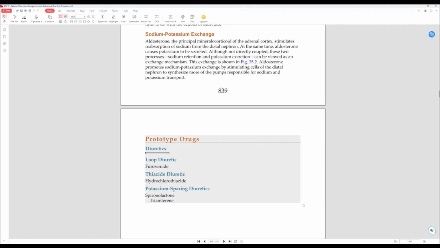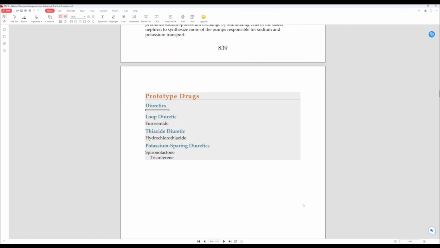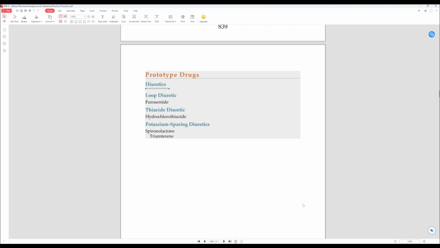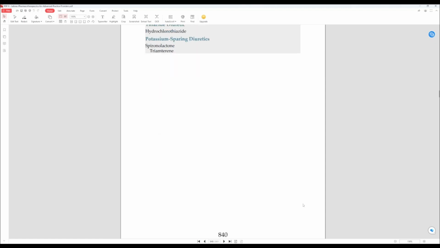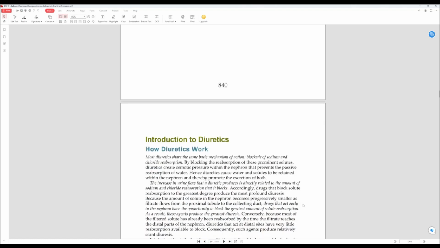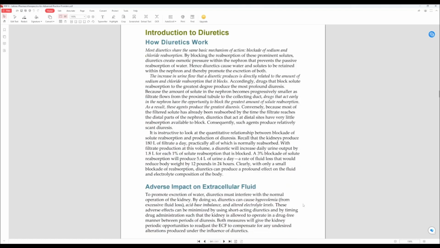So some of the drugs we'll be discussing are loop diuretics, thiazide diuretics, and potassium-sparing diuretics. So, the introduction to diuretics.